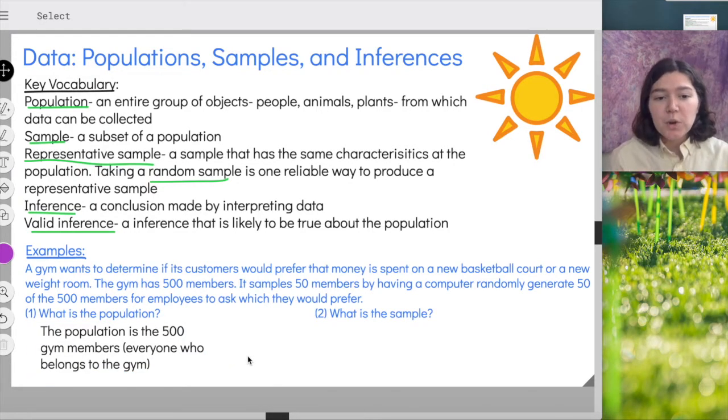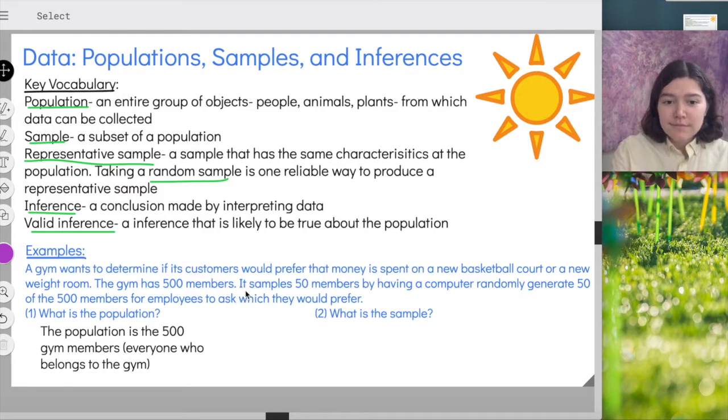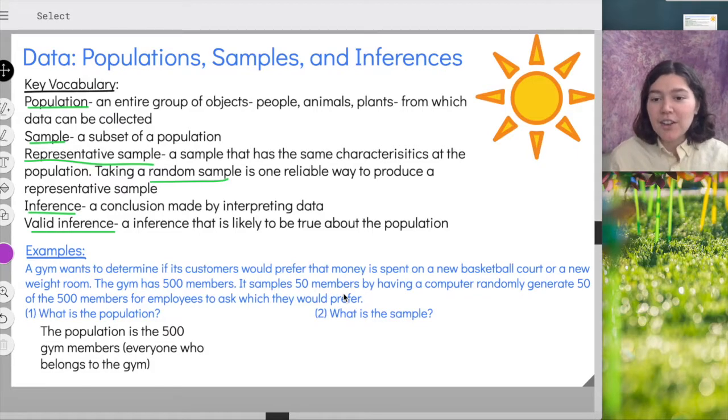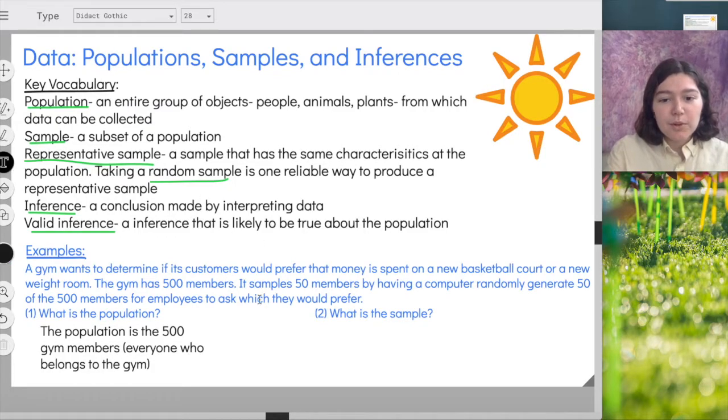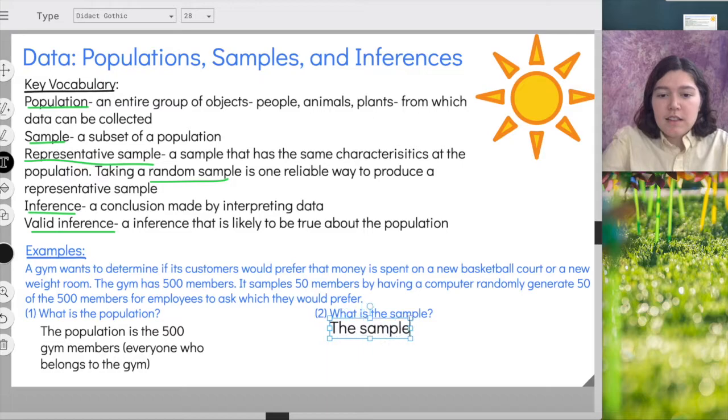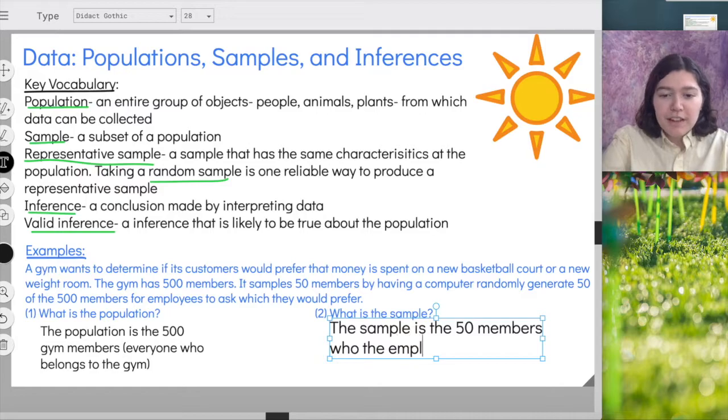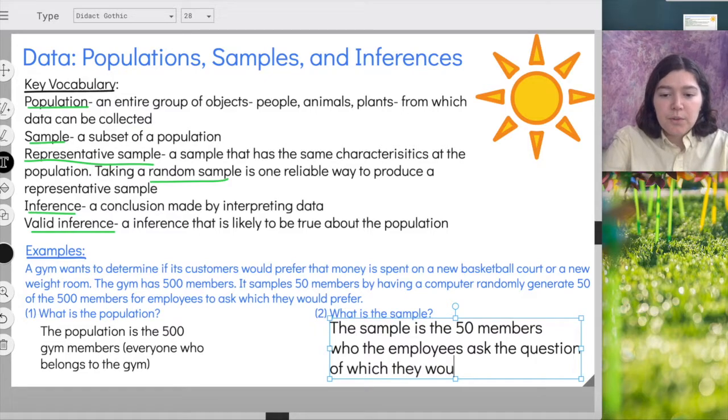And then for question 2, what's the sample in this situation? So the sample is the subset of the population we would actually go and interview. So how many members are we actually going and interviewing in this situation? How many are we sampling? It samples 50 members by having a computer randomly generate 50 of those 500 members. So the sample is the 50 members who the employees ask the question of which they would prefer.